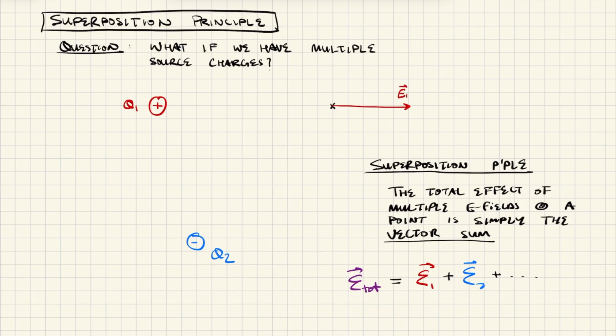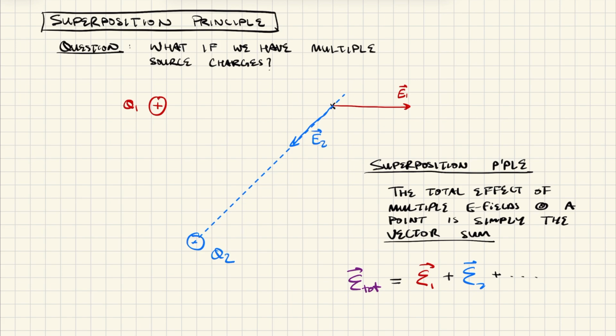We also know that Q2 is going to produce an attractive field, right, because it's a negative charge. And so Q2 must create an electric field that looks like this. Let me draw the guideline really quick. Perfect. And so the electric field from Q2 is going to be attractive, pointing towards the negative charge. So this is going to be what E2 looks like.